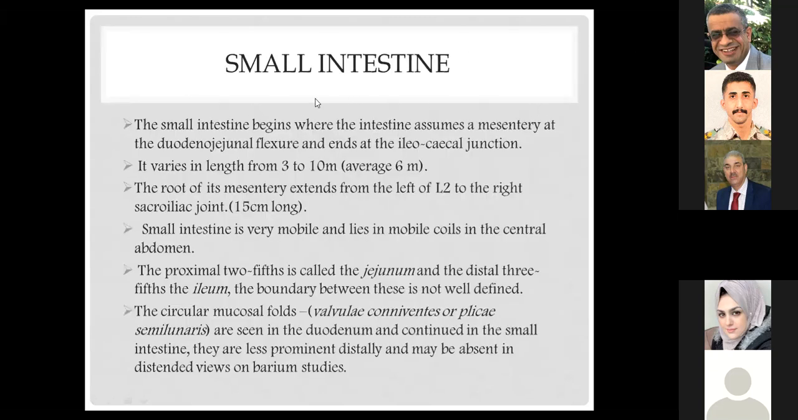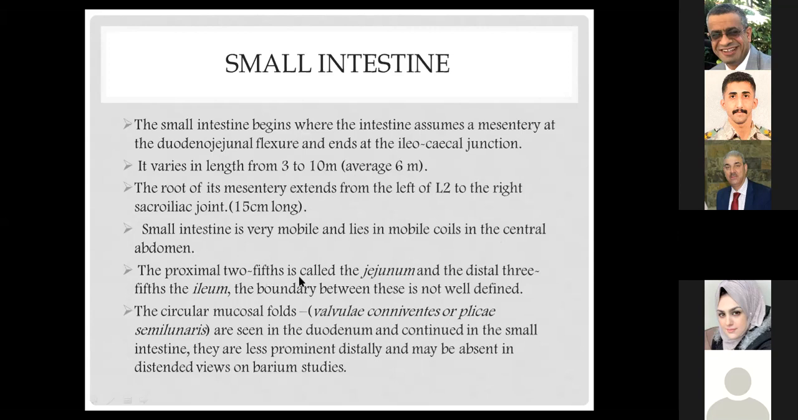Now we are going to talk about the small intestine, the second part of our lecture today. The small intestine begins where the intestine assumes a mesentery at the duodenal flexure and ends at the ileocecal junction. It varies in length from 3 to 10 meters, average 6 meters. The root of its mesentery extends from the left L2 to the right sacroiliac joint. In length, it is 50 centimeters long. The small intestine is very mobile and lies in mobile coils in the central abdomen.